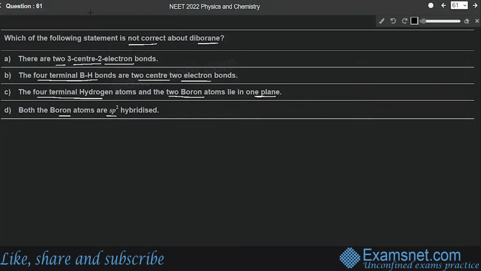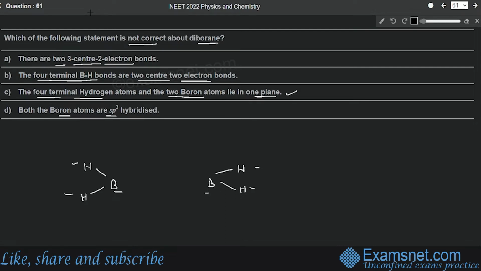Okay, so let's have a look at the structure of diborane. We have 2 boron atoms and each one of them is attached to 2 terminal hydrogen atoms, right? That means in total we have 4 terminal hydrogens and 2 borons which lie in the same plane. So option C is a correct statement. That means the 4 terminal hydrogens and 2 boron atoms lie in one plane, right?